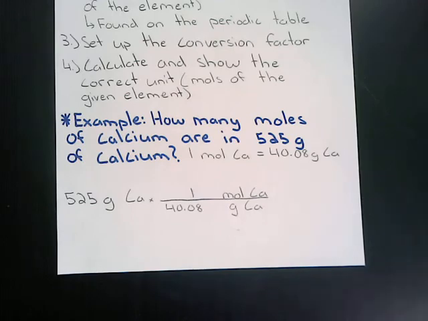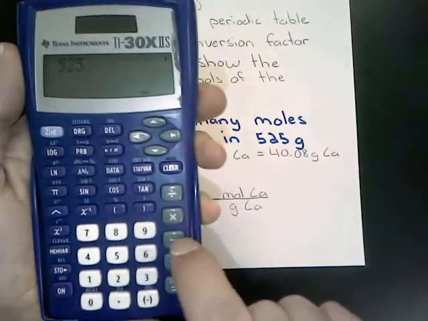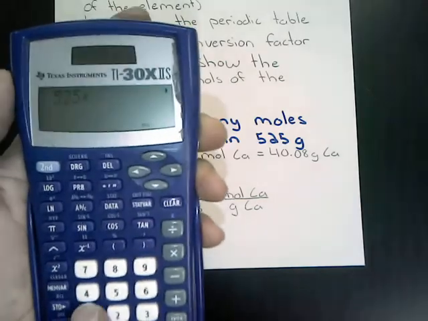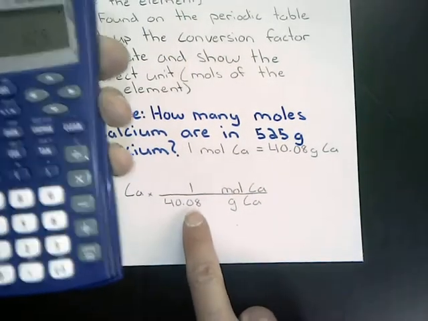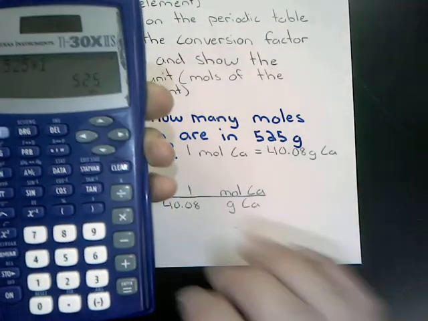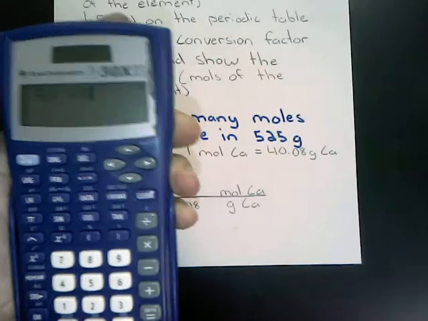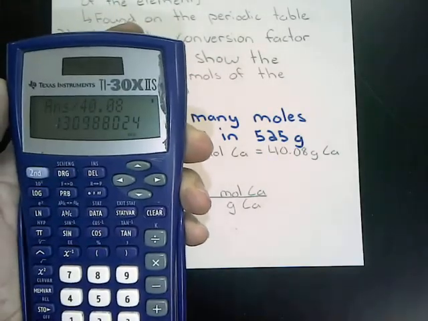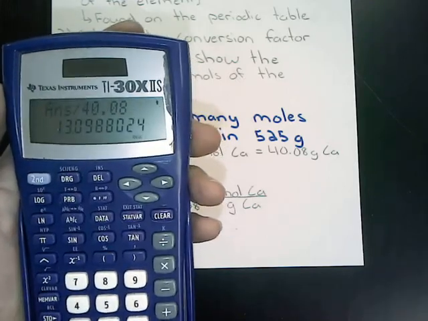All right, so we go through this process here, and the last thing that we need to do is calculate. So in my calculator, I'm going to put 525 times what's on top, which is 1, so times 1, you press enter. Now you divide by what is on the bottom, which in this case is just 40.08, so you hit divide by 40.08, and you hit enter. And so we have 13 with a bunch of decimal numbers after that.